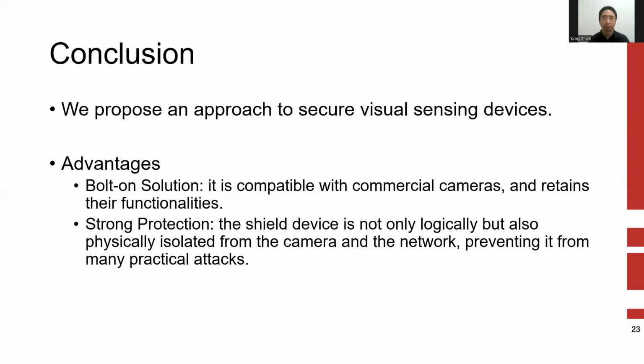In this talk, we propose the CamShield system to secure visual sensing devices. Its advantages are twofold. First, it is a bolt-on solution that turns a general camera into a trusted one without modifying hardware and software. Second, the trustworthiness of CamShield is based on physical isolation. It is a standalone device. Its computing components are not only logically but also physically isolated from the network. Such isolation protects it against most practical attacks.